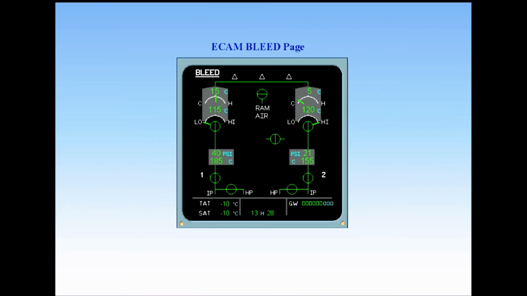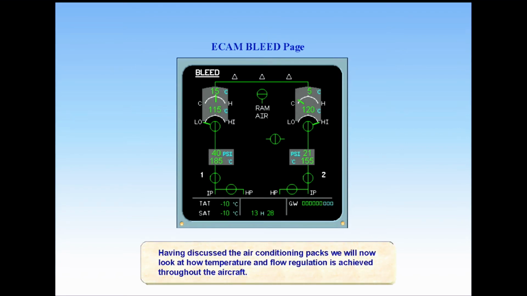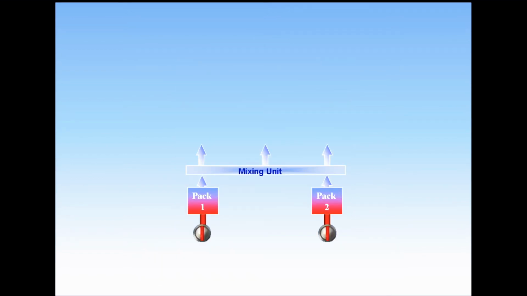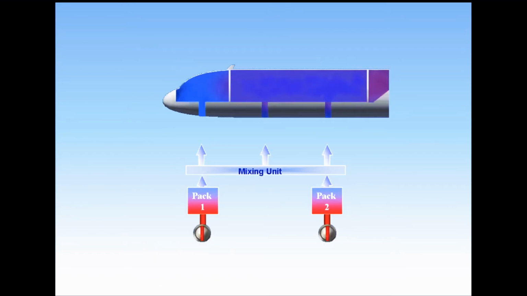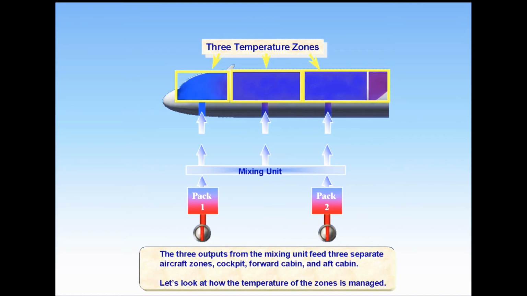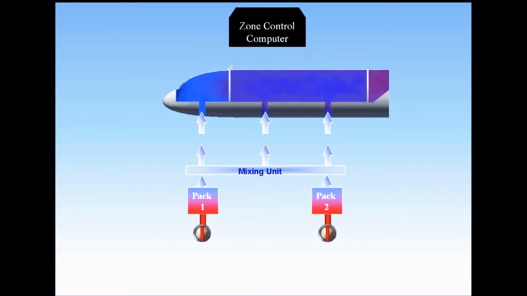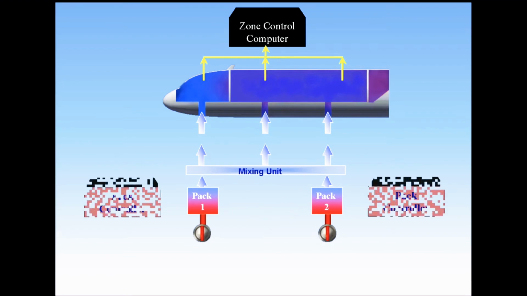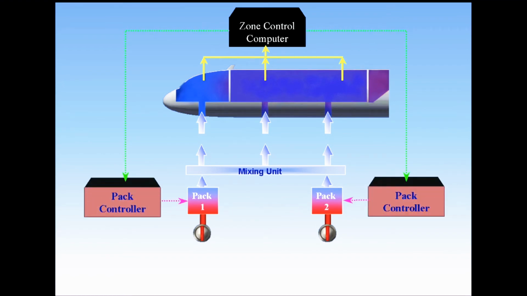Having discussed the air conditioning packs, we will now look at how temperature and flow regulation is achieved throughout the aircraft. The three outputs from the mixing unit feed three separate aircraft zones: cockpit, forward cabin, and aft cabin. Let's look at how the temperature of the zones is managed. A zone control computer monitors the temperatures of the three zones and sends signals to the pack controllers to set the air temperature delivered by the packs.